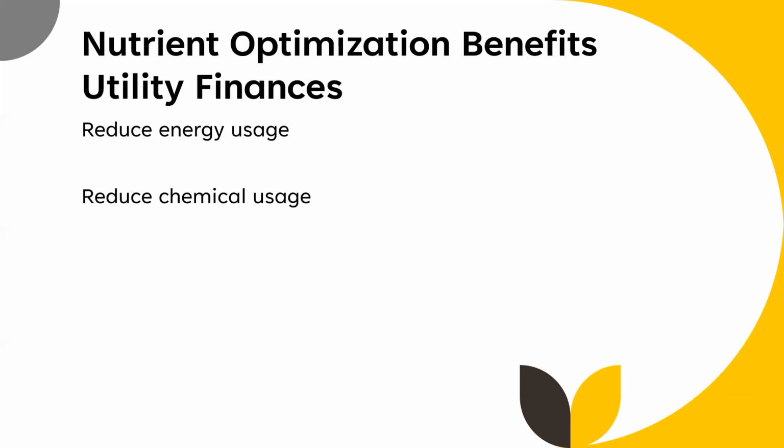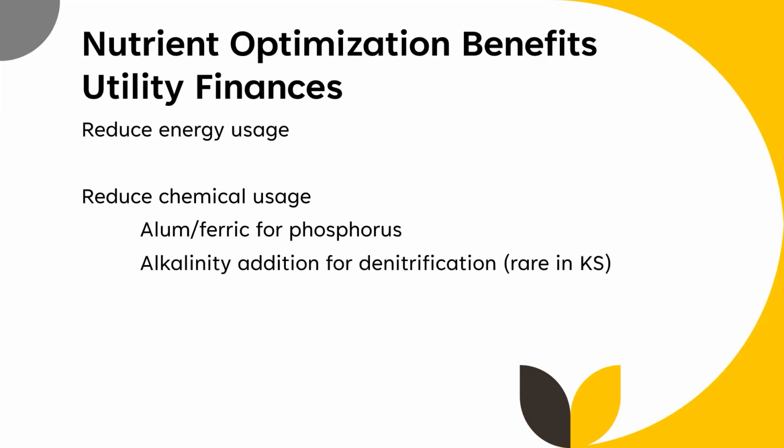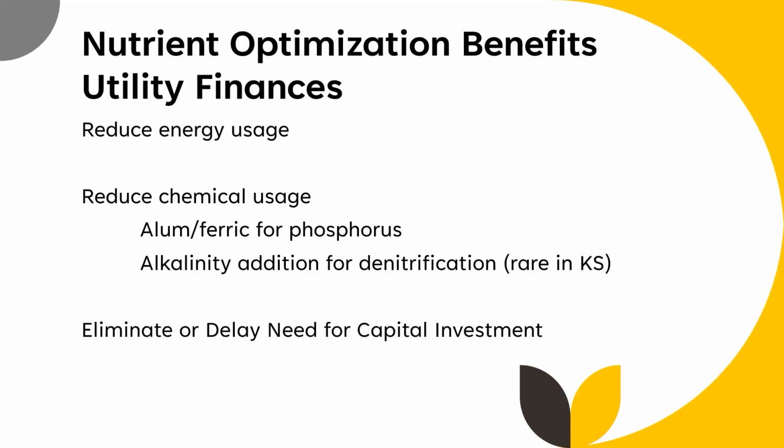If you are using chemicals, either for pH adjustment or for phosphorus removal, you can see reduction or possibly elimination of chemical usage. So this is alum or ferric for phosphorus, alkalinity addition for denitrification, which is going to be pretty rare in Kansas. There are a few facilities that have some sort of caustic addition, though.